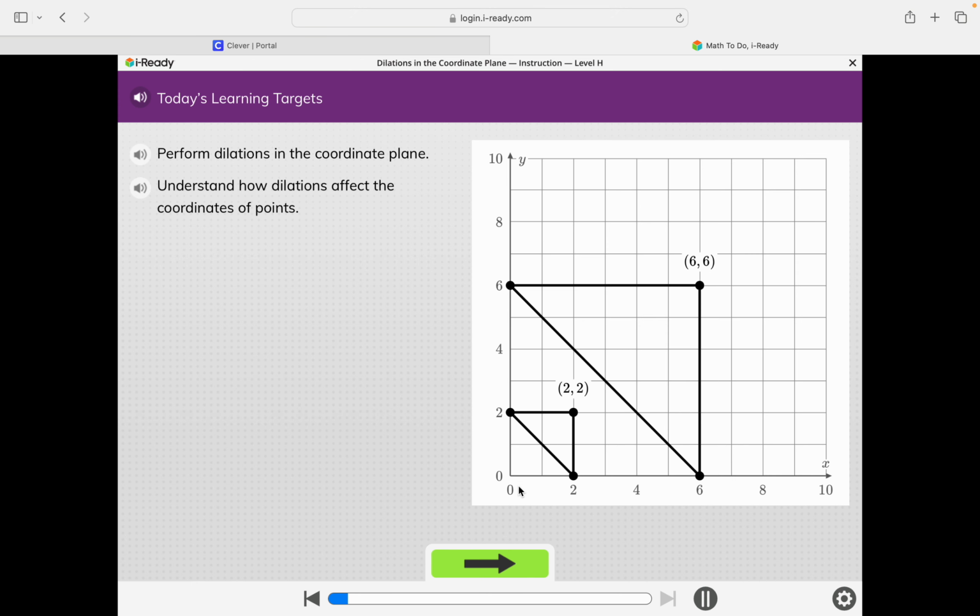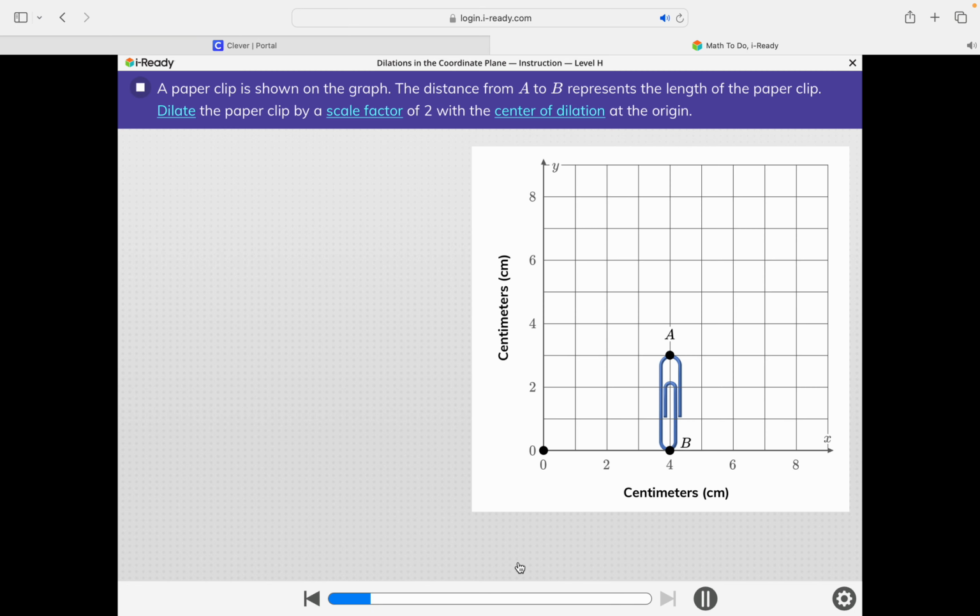And then the center of the dilation, the origin, is right there. When the sun is here, this vertex will go directly to that vertex straight, and that vertex will go straight, and that vertex will go straight because of the light from here. A paperclip is shown on the graph. Okay. The distance from A to B represents the length of the paperclip.